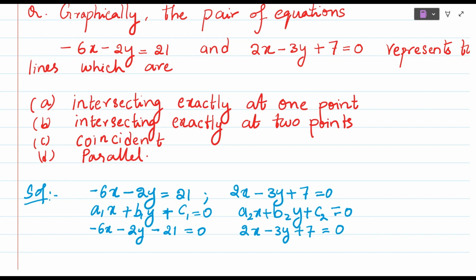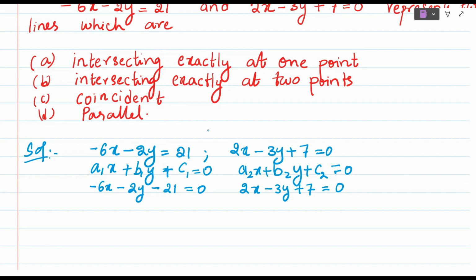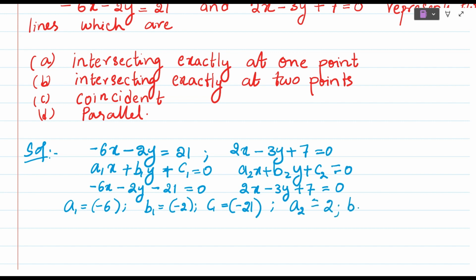So now write the values of A1, B1, C1. A1 is equal to minus 6 and B1 is equal to minus 2 and C1 is equal to minus 21. In the same way, what is A2? A2 is equal to 2 and B2 is equal to minus 3 and C2 will be equal to plus 7. Clear? Now let us find the ratios.